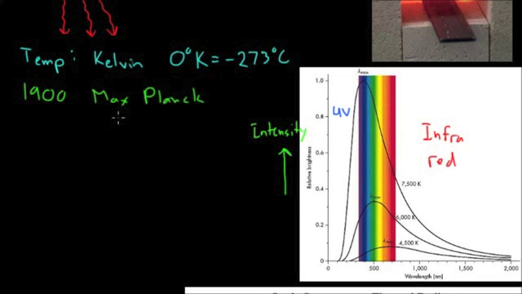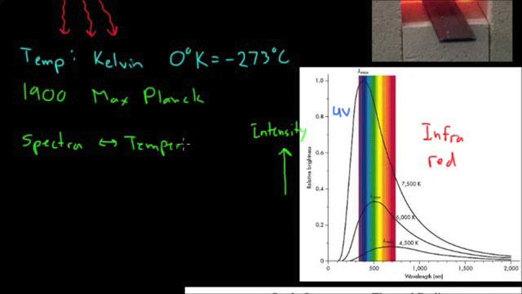So what Max Planck showed is that these lines can be completely described just by the temperature of the object. So the spectra just depends on temperature. And there's a couple of things that we notice about this.